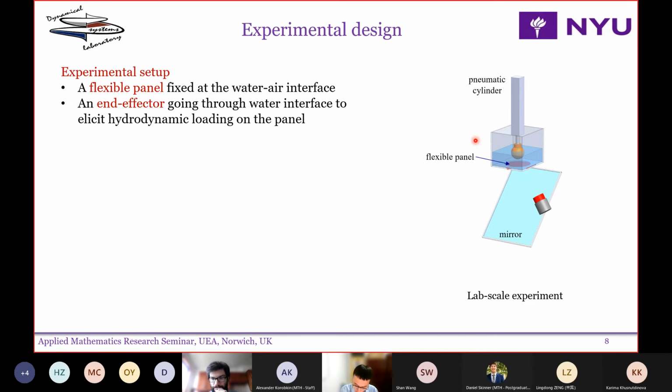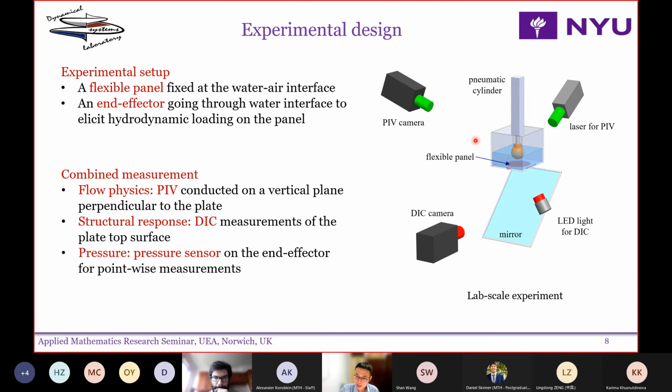So this is our experimental design to quantify the flow physics and also the dynamics of the panel. We used our combined PIV and DIC setup. We added a PIV camera to capture the flow, and we used a DIC camera to capture the dynamics of the panel. The DIC is actually capturing a bottom view of the panel. On the bottom of the panel, we put speckles so that we can record the motion of the panel.